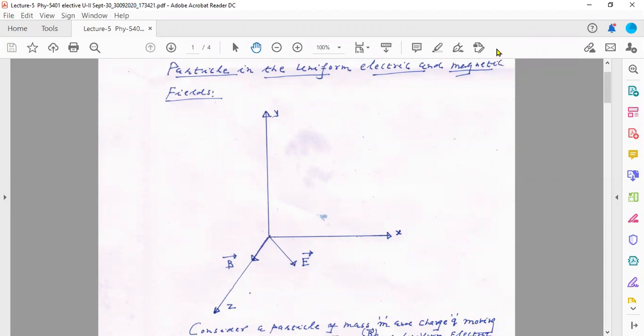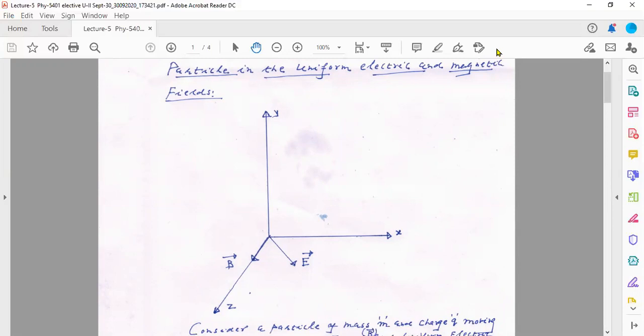Friends, in the previous class, I discussed the motion of a particle in a uniform magnetic field, and I described the trajectory of the charged particle. I described the motion of electron and ion in a uniform magnetic field, and I described the diamagnetic behavior of the plasma, and we found the equation of motion of the charged particle.